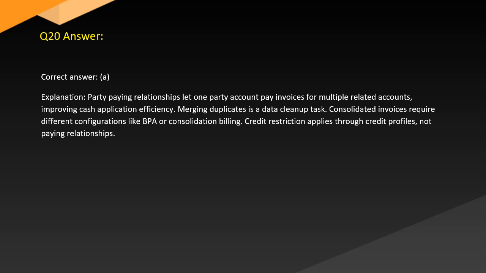Party paying relationships let one party account pay invoices for multiple related accounts, improving cash application efficiency. Merging duplicates is a data cleanup task. Consolidated invoices require different configurations like BPA or consolidation billing. Credit restriction applies through credit profiles, not paying relationships.